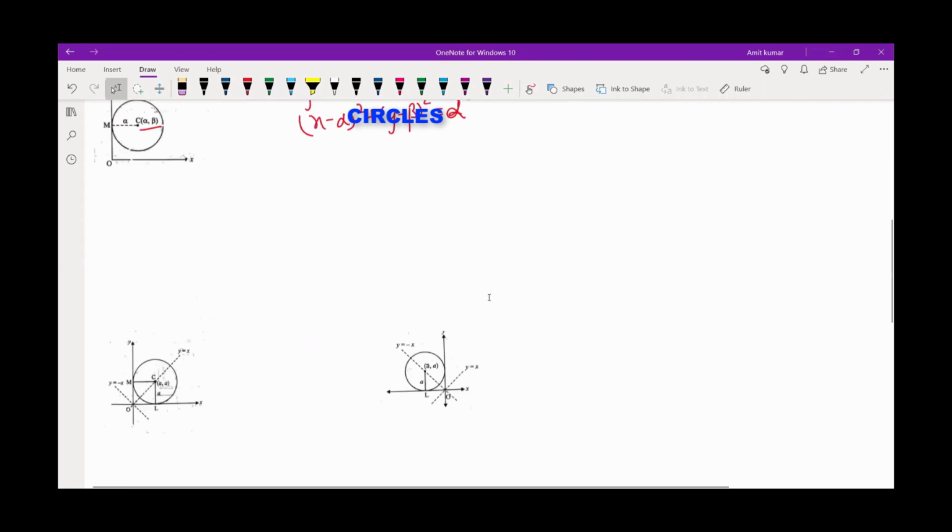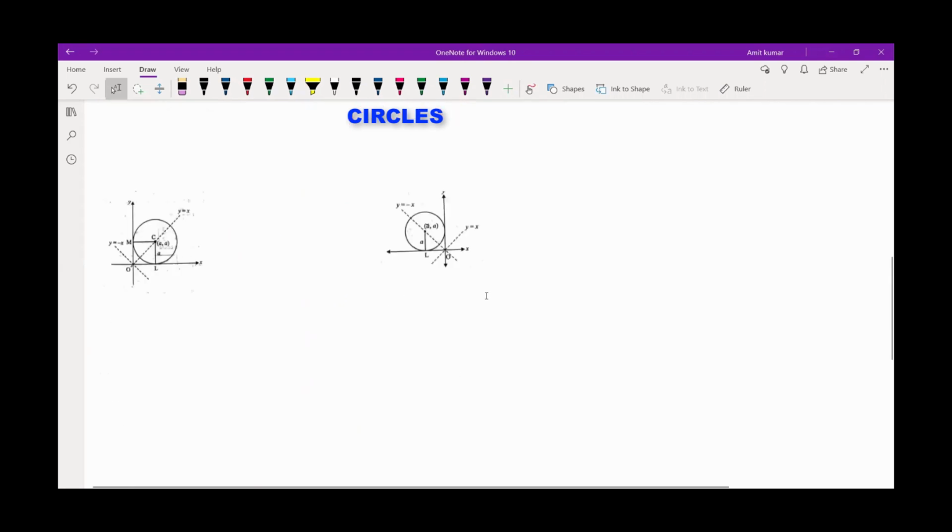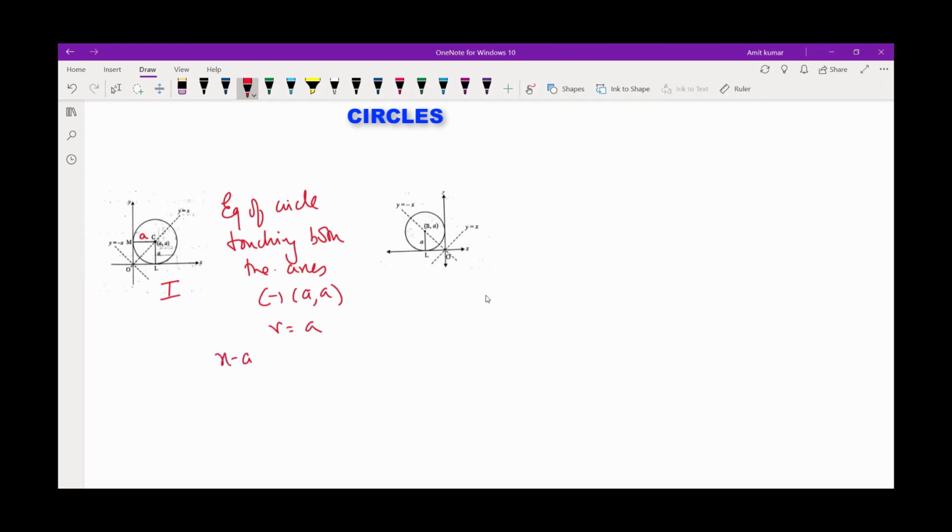But in case the circle touches both the axes, then the equation of the circle touching both the axes. So this is diagram 1 where the center is in the first quadrant and the circle is touching both the x and y axes. So these two, CM and CL, both are equal to a, and the x coordinate and the y coordinate of the center is again (a, a). The center is here (a, a) and the radius is again a here. So the equation comes out to be (x minus a) whole square plus (y minus a) whole square is equal to a square.